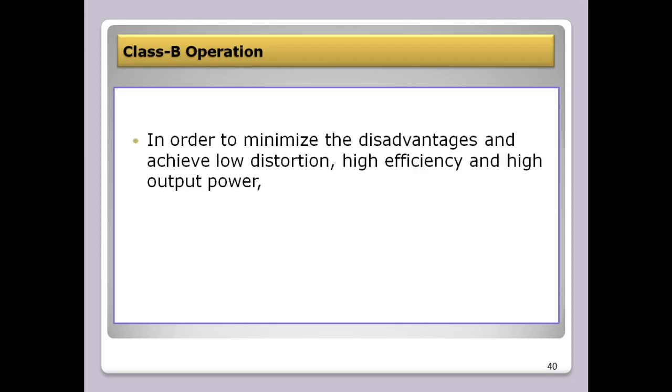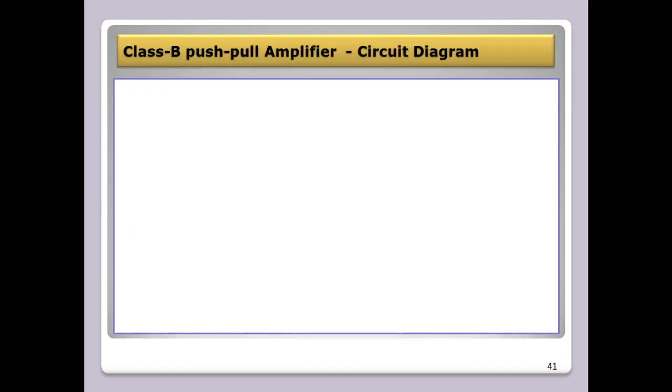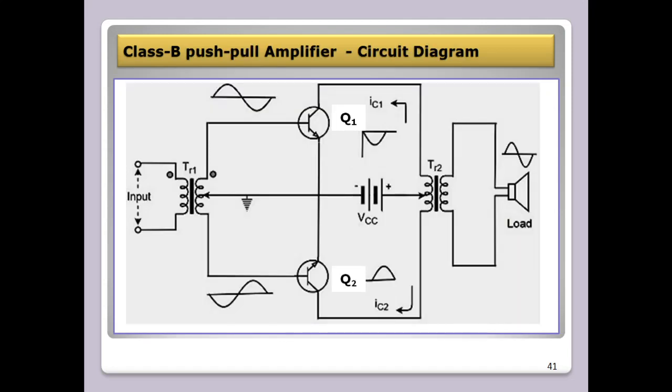So in order to minimize the disadvantage and achieve low distortion, high efficiency and high output power, the push-pull configuration is used in a class B amplifier. If you simply use a single class B amplifier, you get only a half cycle amplified. But to minimize this disadvantage, we are using it in push-pull configuration. So this figure shows the push-pull amplifier configuration.